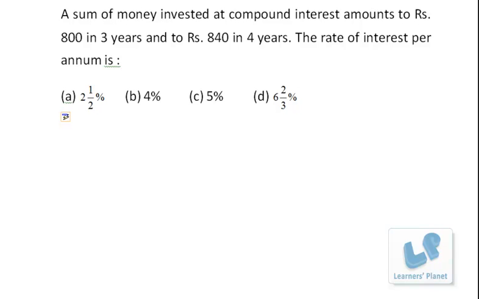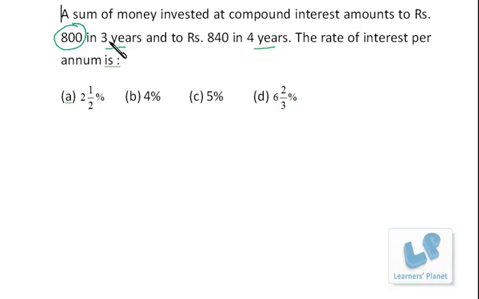Now let's see this problem. A sum of money invested at compound interest amounts to rupees 800 in 3 years and to rupees 840 in 4 years. What is the rate of interest per annum? Friends, here the calculation is given for 3 years and 4 years. That means the duration is only 1 year. After 3 years, this will be the principal for calculation of interest.